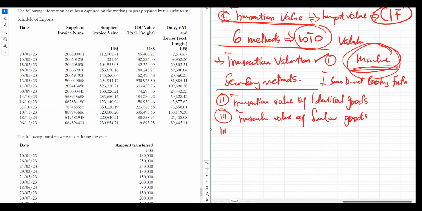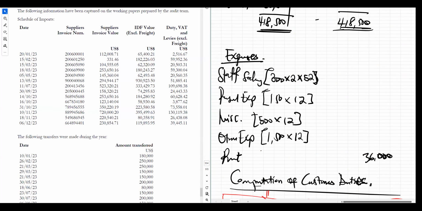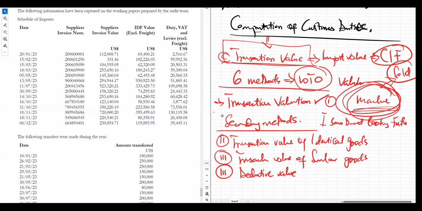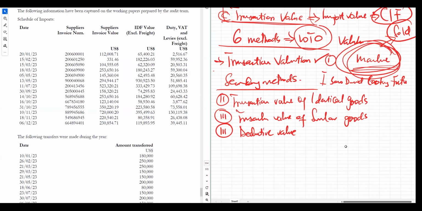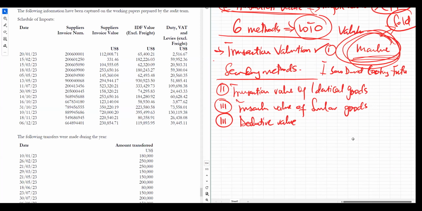If we cannot see that, then we will now do what we call a deductive value. What is deductive value? Deductive value means that we'll go into the local market and see how much this similar type of machine is sold for in Ghana. Do you get the whole idea? So you see this transaction value, price of identical goods and similar goods, it works like what we call the CUP method in transfer pricing, where we are just comparing prices. The deductive value looks like what we call the resale price.